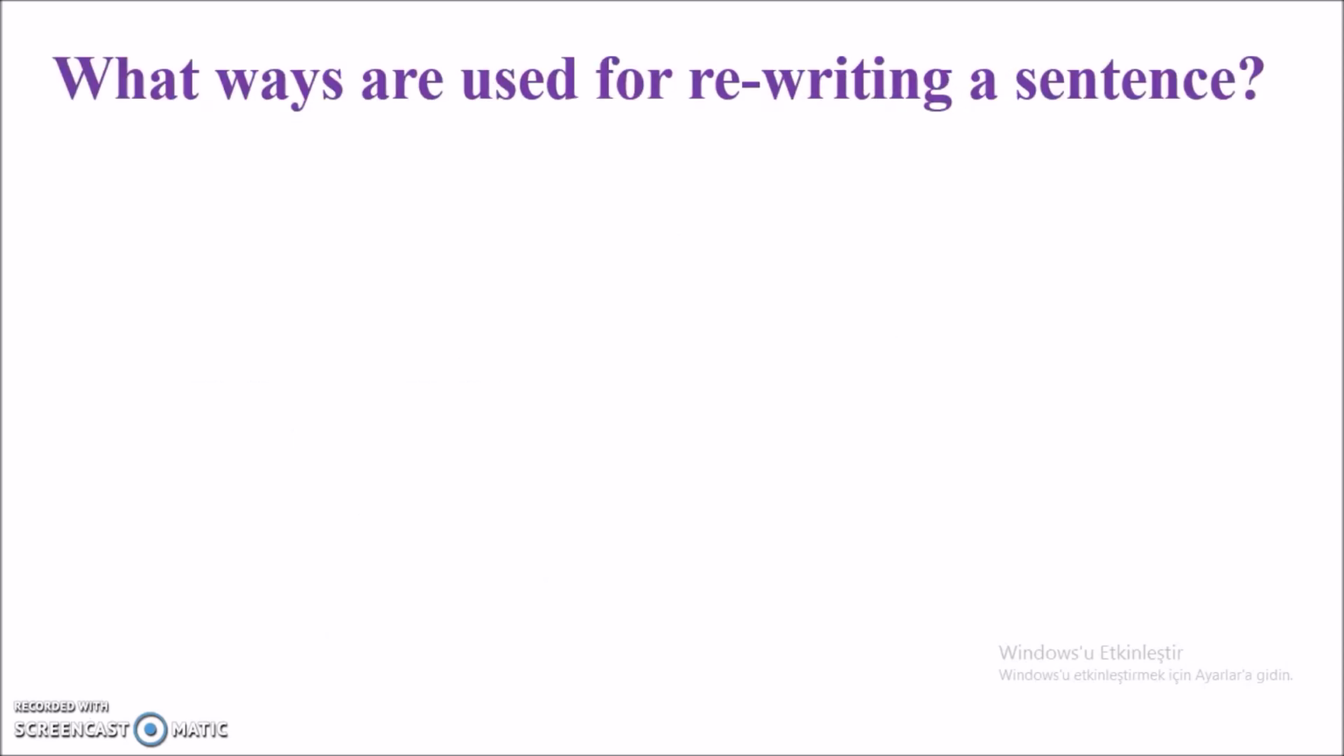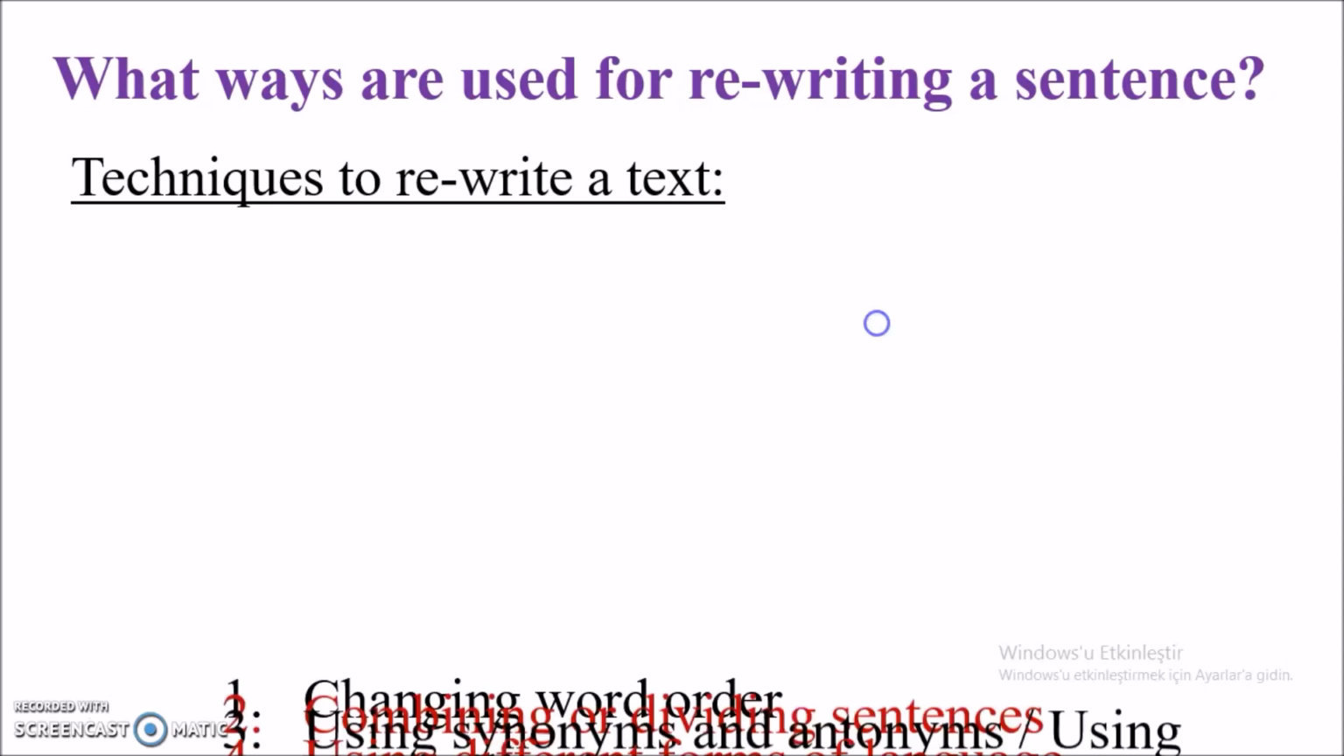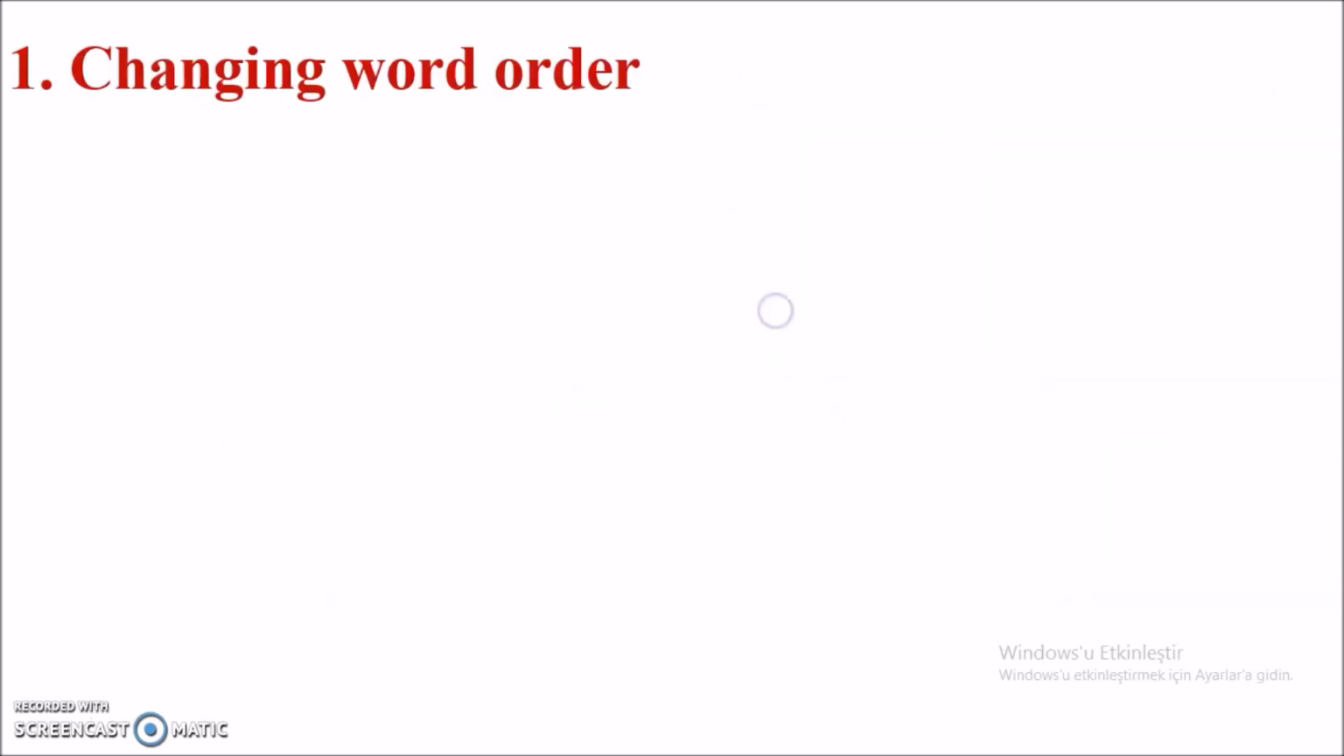So how can we do this? What are the ways to rewrite a sentence? Basically, in this handout we are going to cover 5 techniques to rewrite a text. These are changing word order, combining or dividing sentences, using synonyms and antonyms or negative or opposite expressions, using different forms of language, and nominalization. While you are rewriting a sentence, you can use just one of those techniques, or you can combine 1, 2, or 3 of them if you want.